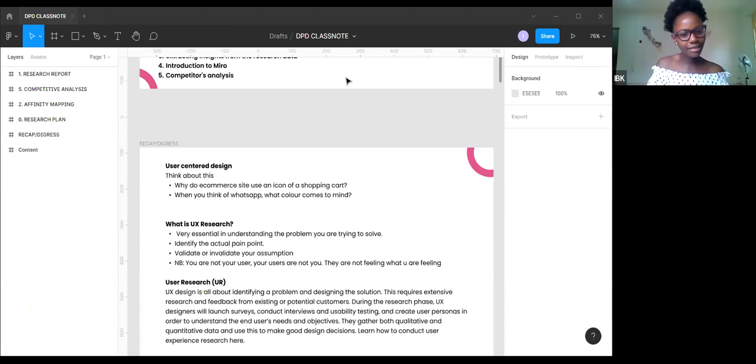Also, I want us to answer this. When you think of WhatsApp, what color comes to mind? Green. Awesome. How about Facebook? Blue. Wonderful. So all these things are actually user experience. They are trying to appeal to the user's taste, the user's feel, and all that. Joyce says it appeals to the user's psychology of shopping. Yes, that's very true.